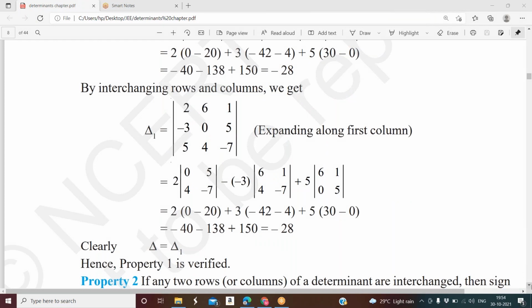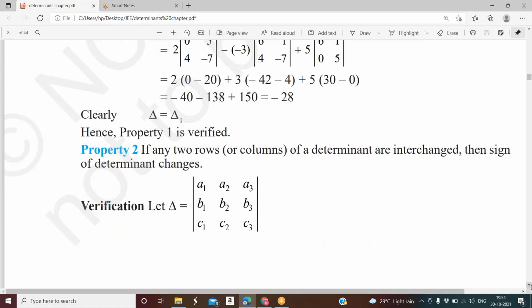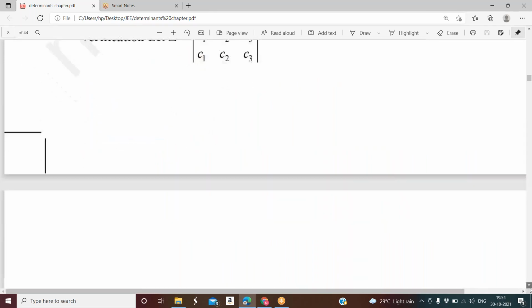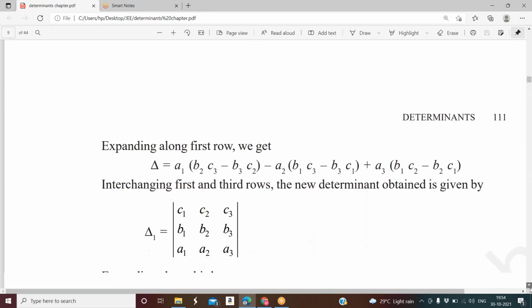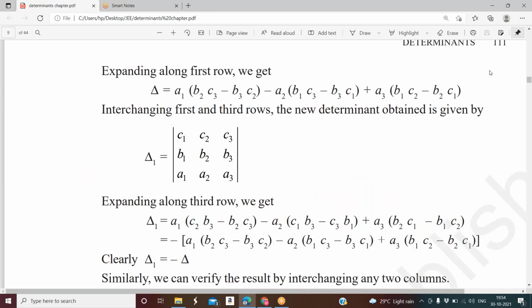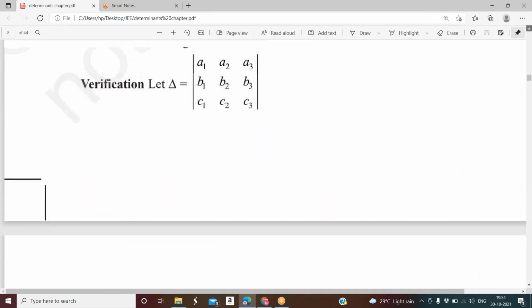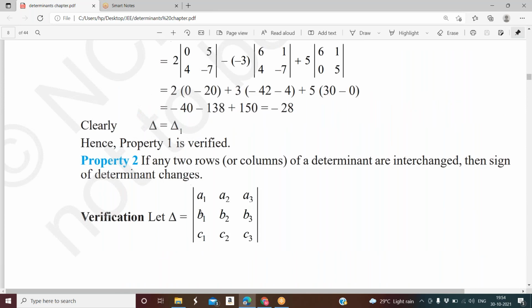What is the second property? If any two rows or any two columns of a determinant are interchanged, then sign of determinant changes. That means what? If I interchange the rows, first two rows means, then in the determinant value, the sign will be changed. That is the meaning of this property.